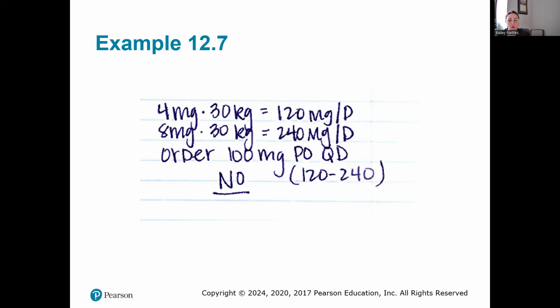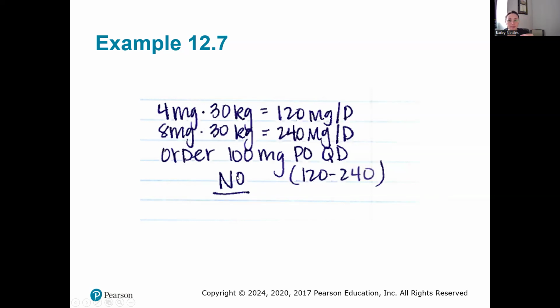The child had an order for phenytoin 100 milligrams PO every day. Is 100 milligrams within the safe dose? No. So this is not a safe dose, okay? It is not an effective dose, so it is not safe. So when you have a safe dose range, you have to figure out the minimum, then you have to figure out the maximum, and then that's where you look.